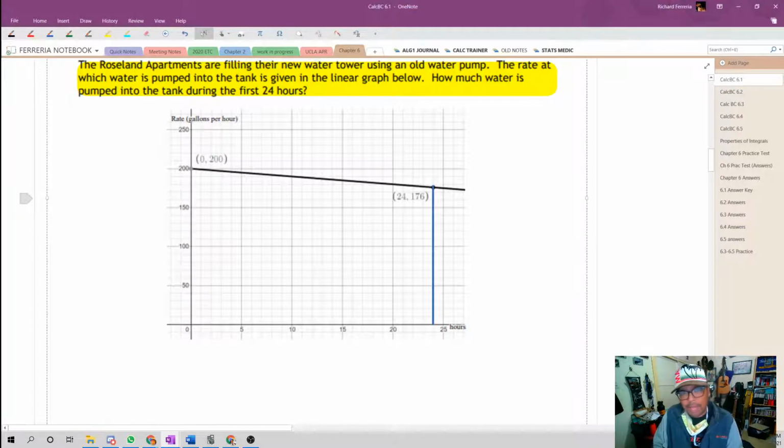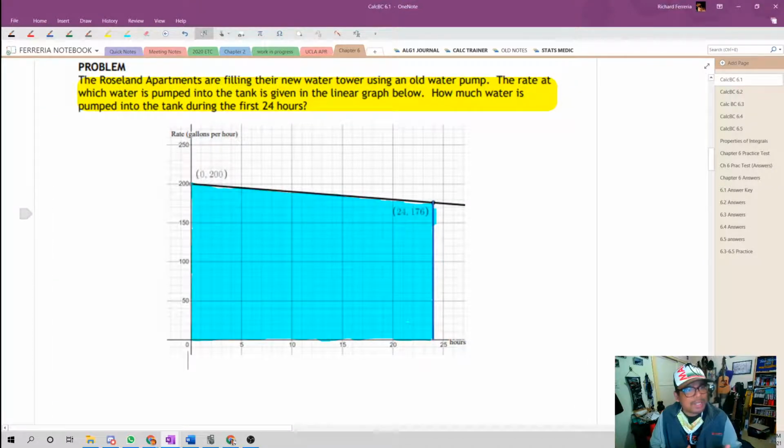If I close off the end of the figure, I create what looks like a trapezoid. Let's shade in that trapezoid. So if this is the rate function in gallons per hour, and we find an area by closing off the curve with respect to hour, the area of this should be the total number of gallons pumped in those 24 hours. All we need to do is find the area.